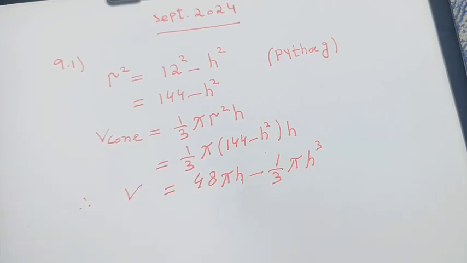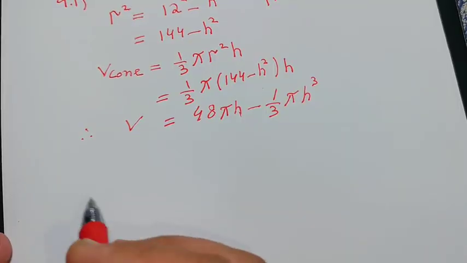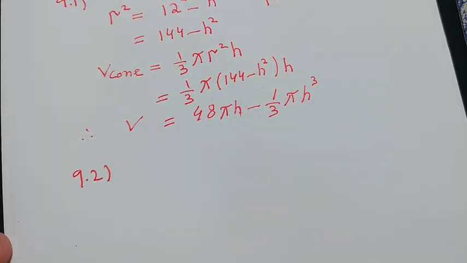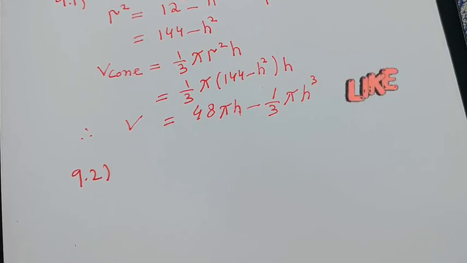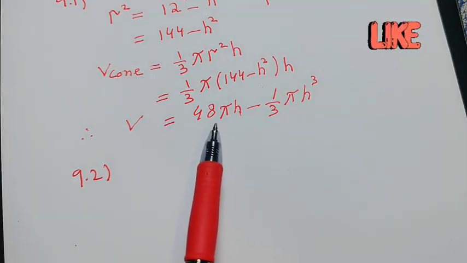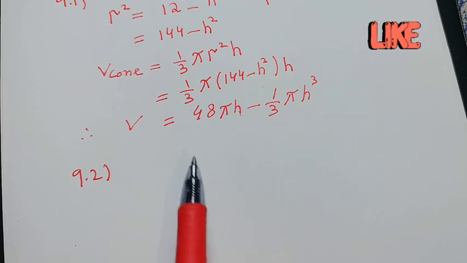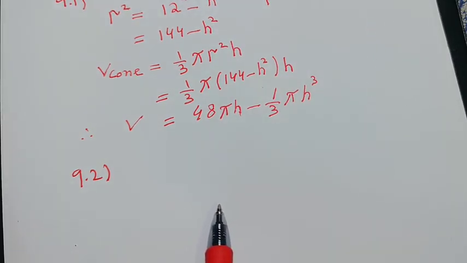Now the second part of the question. The question says the gardener wants to maximize the volume of water in the flower pot. Determine the value of h for which the volume is a maximum. So you're looking for the maximum value of h. In the second part of the question, 10.2, I need to find the maximum value of h. So obviously I need to set the first derivative equal to 0, and then I will solve for h, and then I will find the answer. Have a look here.